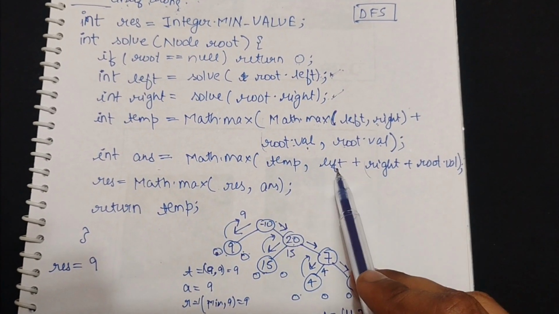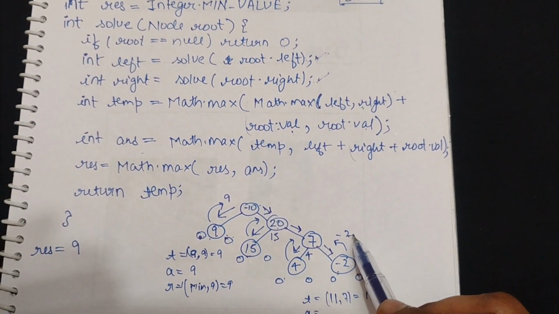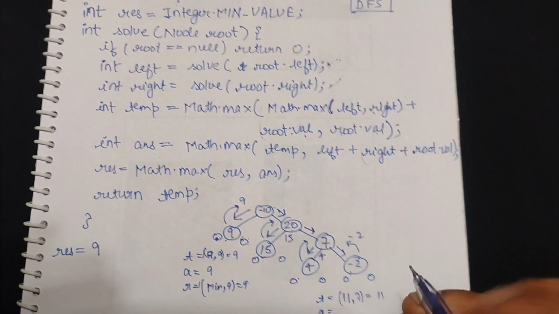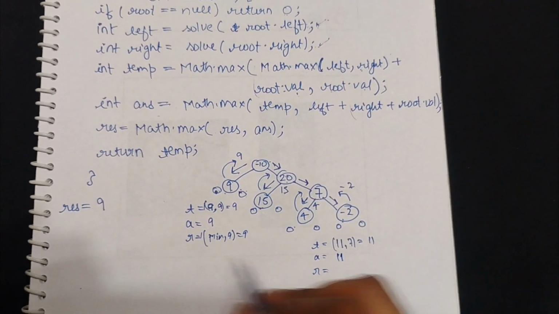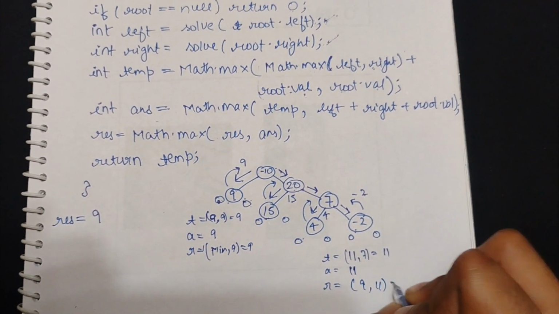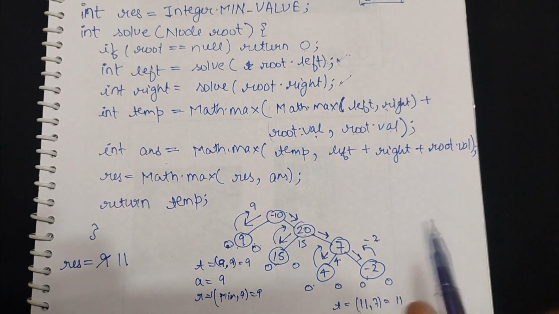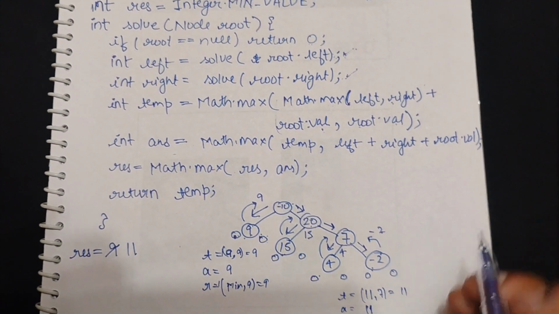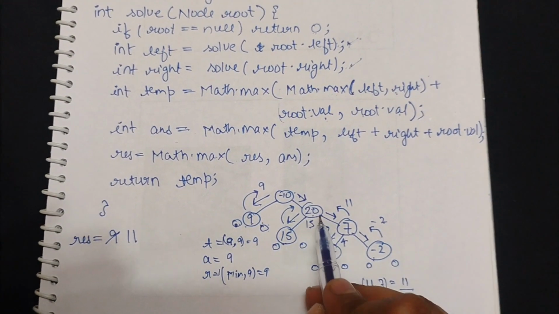Now answer, left plus right plus root dot 12. That is 4 plus 7, 11 minus 2. So this is giving a lesser answer. So answer would be 11 as well. Now maximum of res, which is currently 9, and 11, maximum is 11. So we will update 9 to 11. Okay. Now 7 will return its temp value. Temp was 11. So 7 will return 11, its temp value to 20.